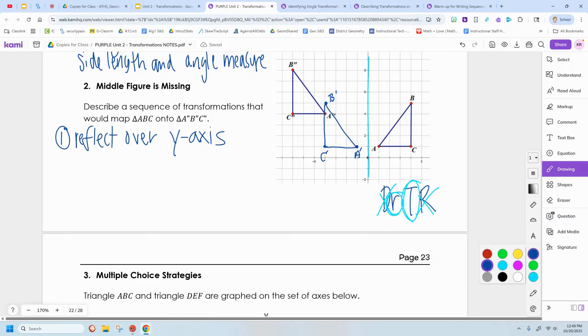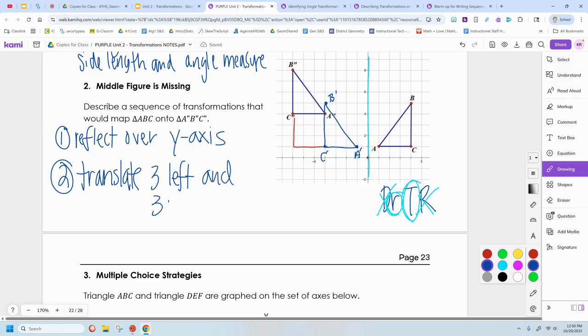Now I need to translate. I would either be picking the C's or the B's to figure that translation out. If we pick the C's, we can do this, right? So what's going to be our translation instruction? Yep. Translate. So you have to say it. Translate 3 left and 3 up. That is a complete description.